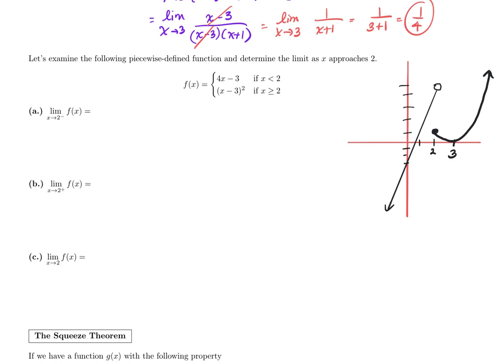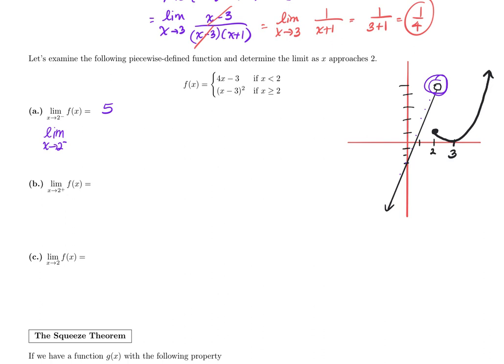So the question is, can we find both one-sided limits and the two-sided limit for this piecewise function? So if we examine the limit as x approaches 2 from the left, as we get closer and closer to 2, we get closer and closer to 5. Which we could also find if we hadn't graphed it, by looking at x going to 2 from the left, where x is less than 2. We could also say that this is the limit as x approaches 2 from the left.